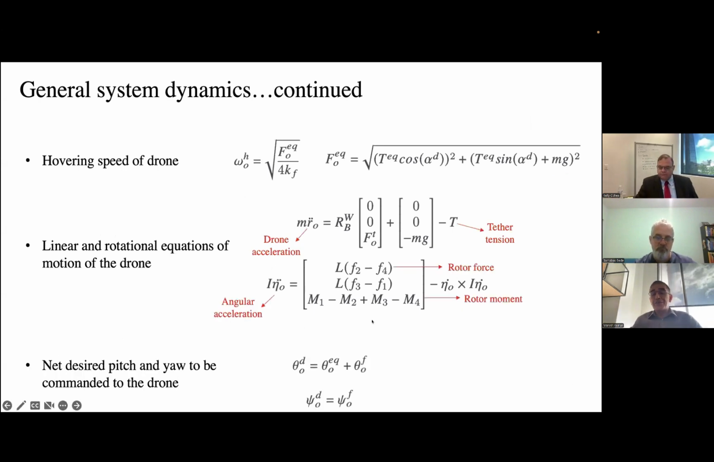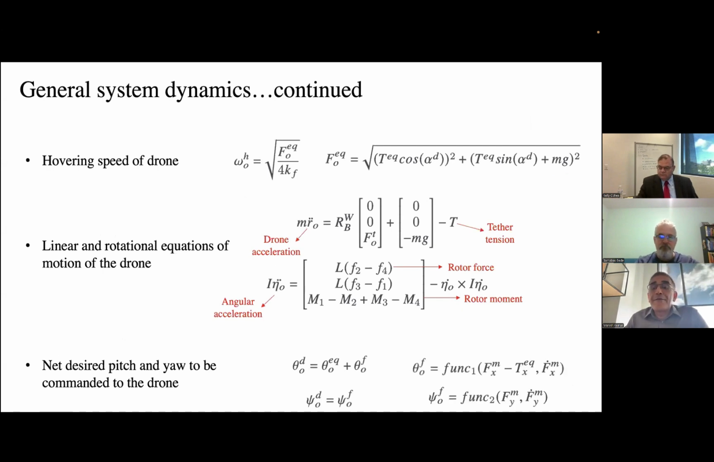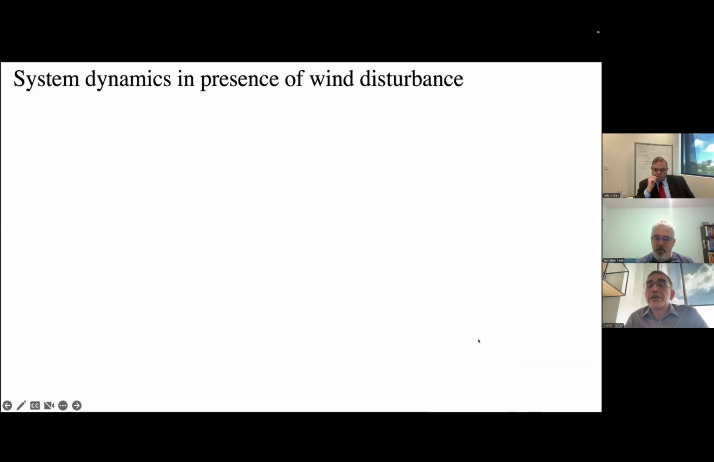Now, in this scenario, we are considering two control inputs. One is the desired pitch angle and the other is the desired yaw angle. So these are the two inputs to the drone. And we are obtaining these values using fuzzy logic as well as adaptive control schemes, as we'll see.